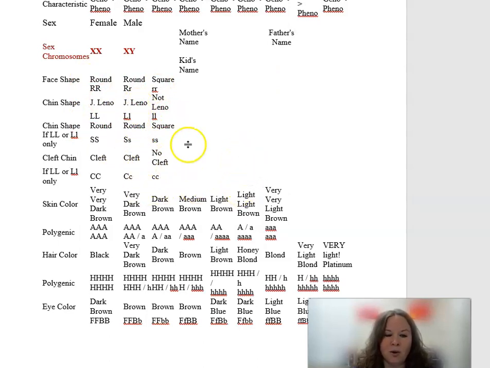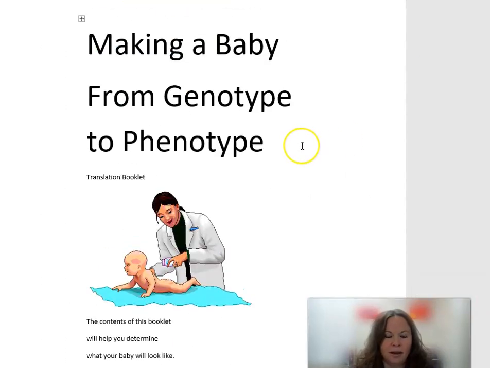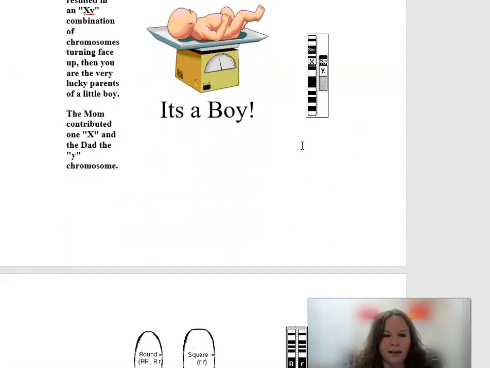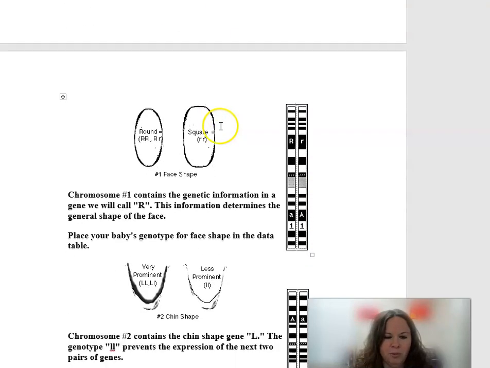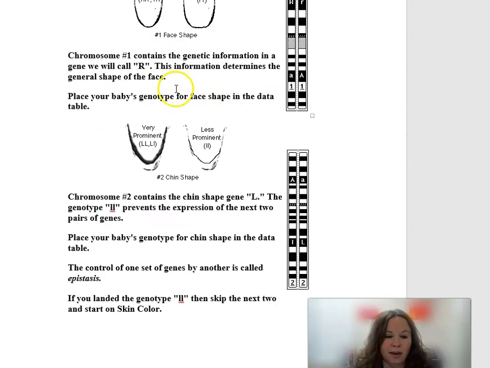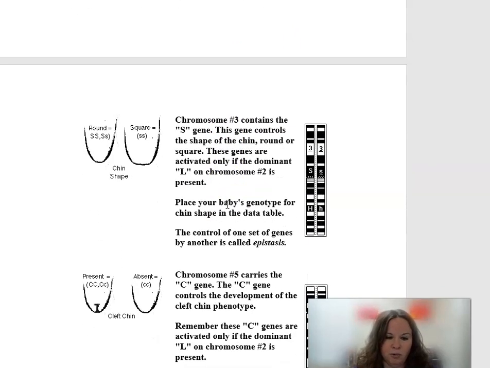Now, as you get going, you will be tempted to follow this data table, but please don't do that. Please follow the directions packet, because after a while, you're going to find that you're not going to always flip chromosomes in order. So it will tell you, yes, at first you flip chromosome number 1 to find the face shape, and then you flip chromosome 2 to find the chin shape, but pretty soon it won't be that way.